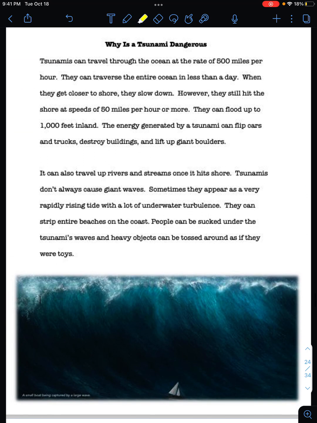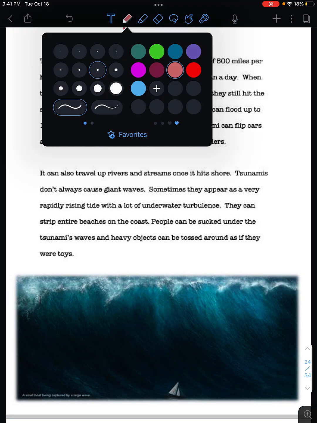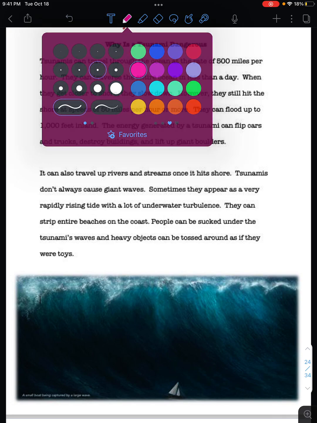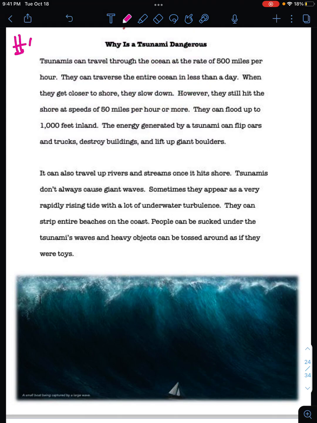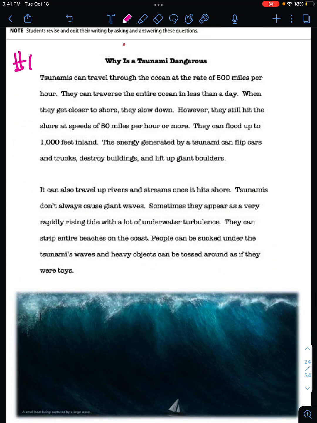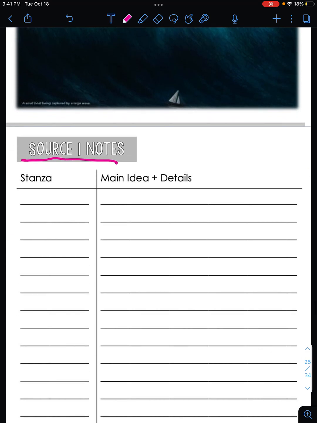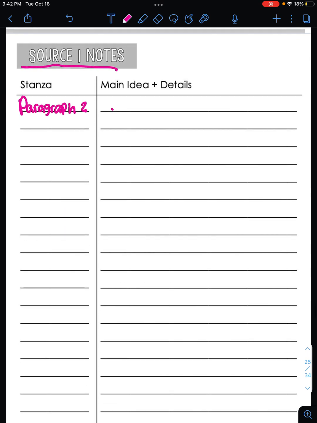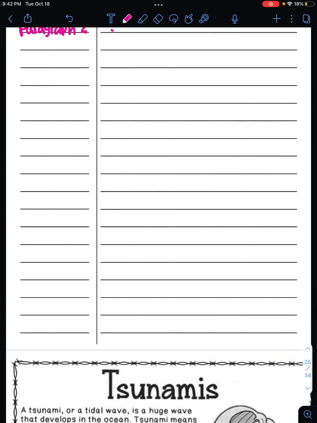Okay. So these are your 3 sources. Okay. We've talked about these when we did this activity last week. You also had 3 sources. Okay. So this is source number 1. Okay, and then here are your notes for source 1, which is nice. Okay, so you could maybe say like, okay, paragraph 2, and then what was the main idea and details for paragraph 2. So this is a good little tool to use for organizing your thoughts.